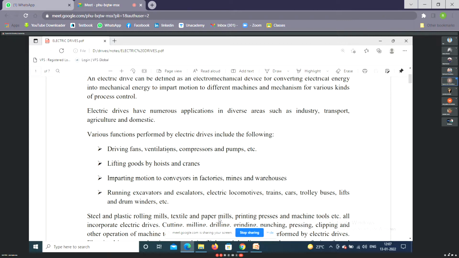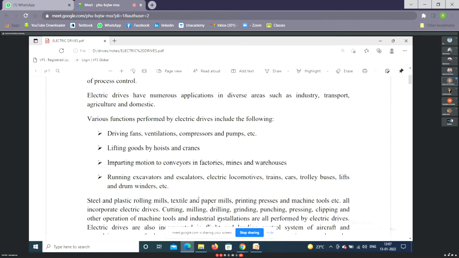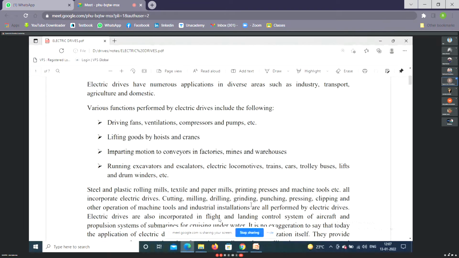So the applications are different. Depending on the application, the loading pattern will be different. So it will require different control, and different characteristics of the motors are utilized.